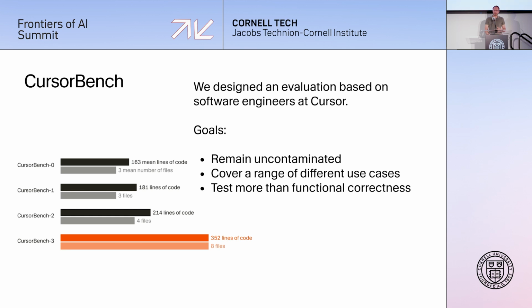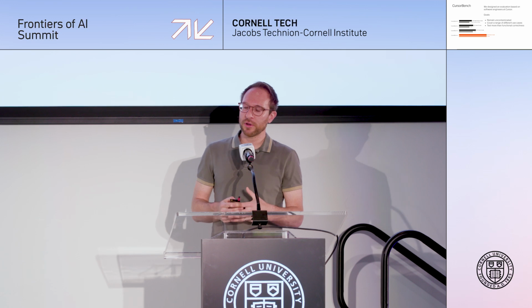And we use Cursor Bench both to evaluate our own models, but to determine how good other models are in our product. So we do about just as much benchmarking of systems like Opus or GPT as we do with our own models. And our goal for this benchmark is that we wanted it to remain uncontaminated, so not have things that were available on the web, cover a range of different use cases, and also test more than just functional correctness. So did it actually produce working code beyond just passing a unit test?